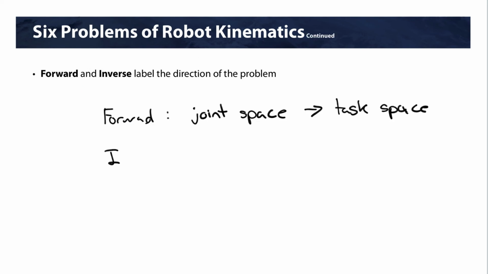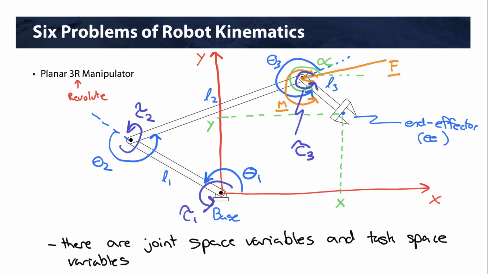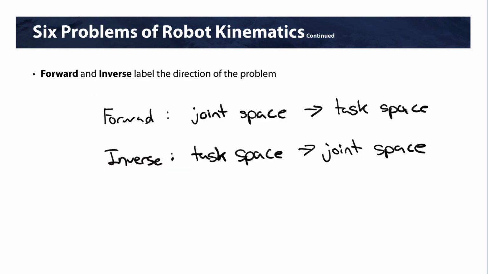The inverse of this is we would be given our task space variables, and then from it, we want to calculate our joint space. So again, if we look at our example, suppose we're given the pose of our end effector, so we're given its position and orientation. We'd want to calculate what are theta 1, theta 2, and theta 3 to give us that position. And often in robot kinematics, the inverse problems are a little more tricky than the forward problems, as you'll see in subsequent videos.